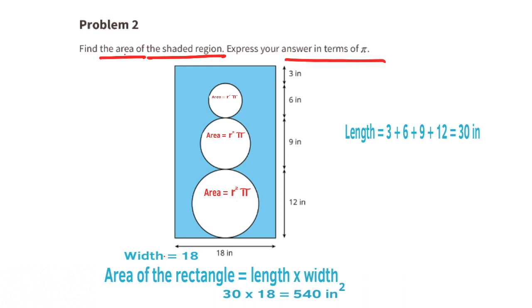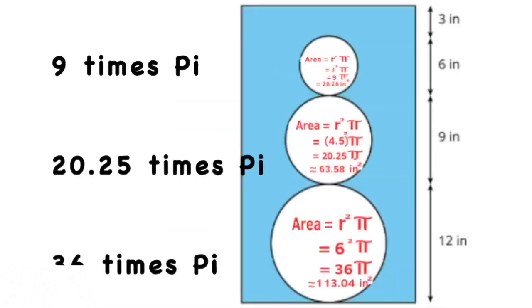Along the right side of the rectangle, you can see the diameter for each of the circles. Since the radius is half the diameter, the radius of the bottom circle would be 6 inches. 6 inches squared times pi equals 36 times pi, or 36 inches times pi. Here you can see I've done the same thing to the remaining circles. In terms of pi, the area of the smallest circle is 9 times pi, the medium circle is 20.25 times pi, and the area for the larger circle is 36 times pi.